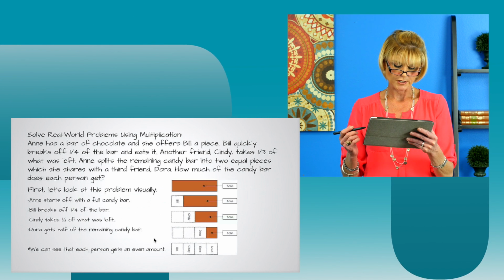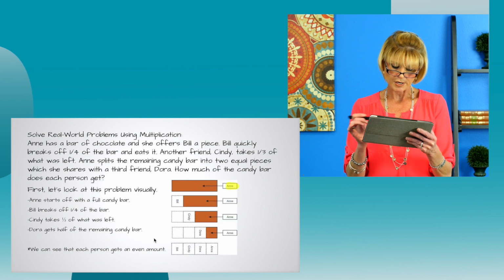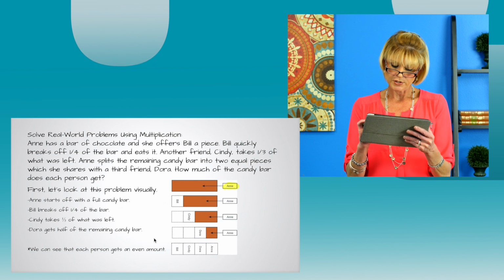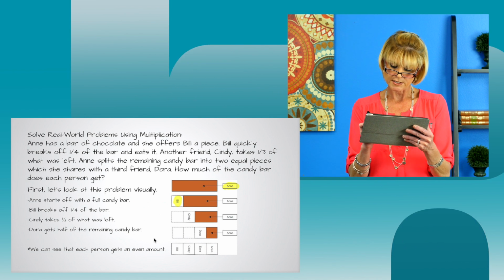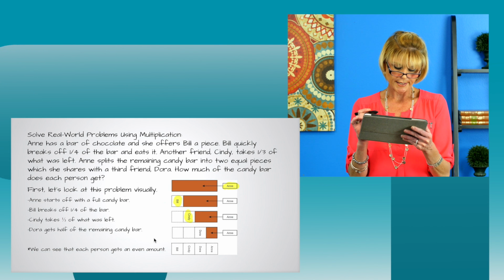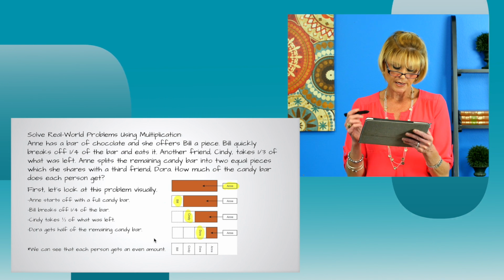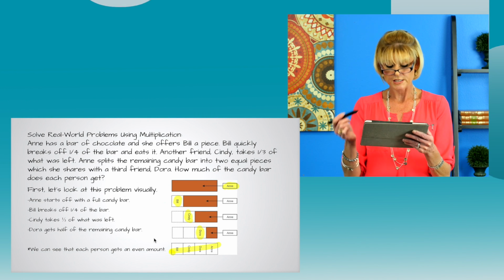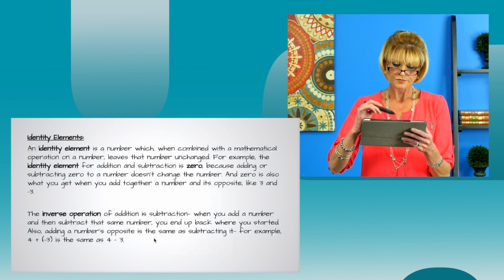Let's look at this problem visually. Annie starts off with a full candy bar. Bill breaks off 1/4 of the bar. Cindy takes 1/3 of what's left. Dora gets half of the remaining candy bar. And we can see that actually each person is going to get an even amount.